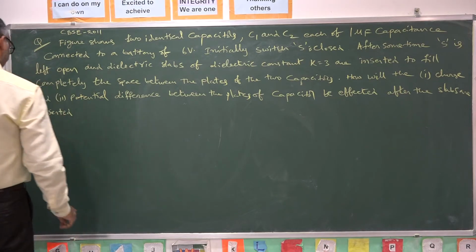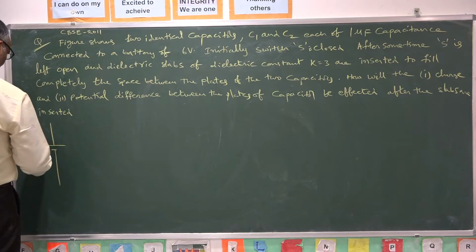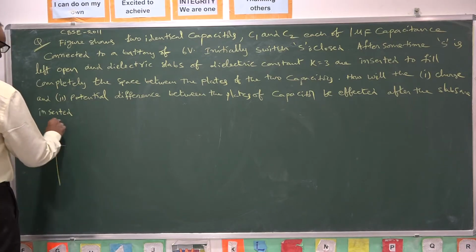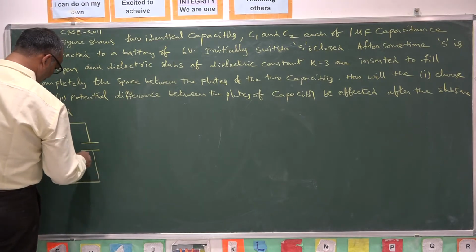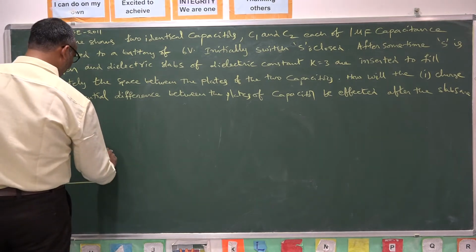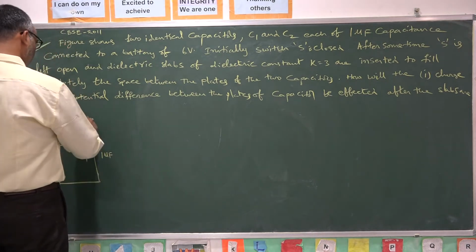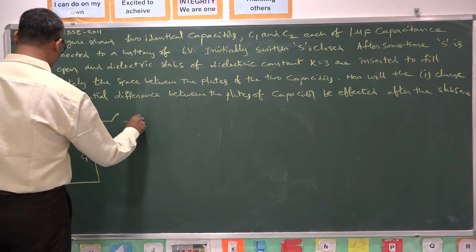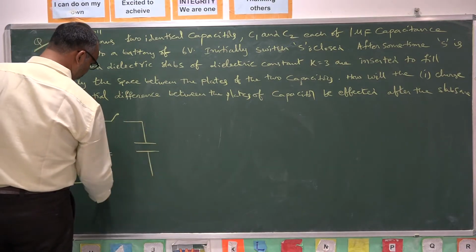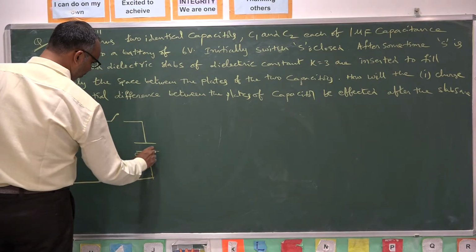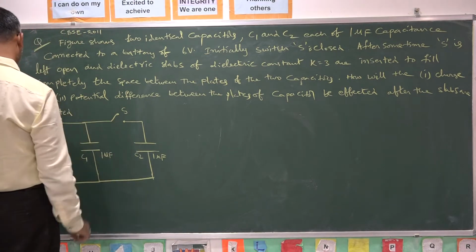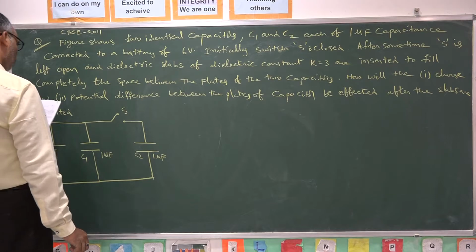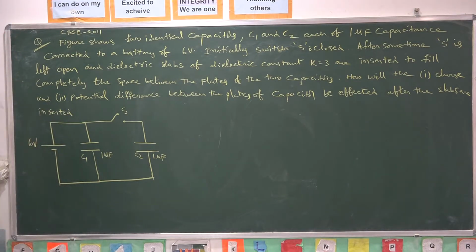Okay, this is the diagram. This is a 6 volts cell connected to capacitor of capacitance C1 having 1 microfarad capacity. Here is a key and it is connected to another 1 microfarad capacitor of capacitance C2. This is the switch S. So this is the question to be solved. Read the question carefully, so that we can answer clearly.